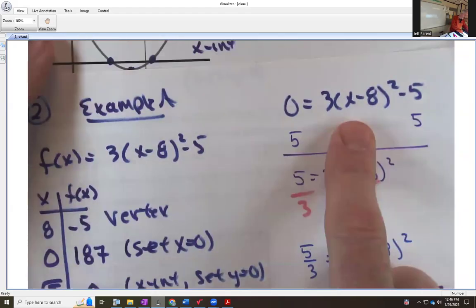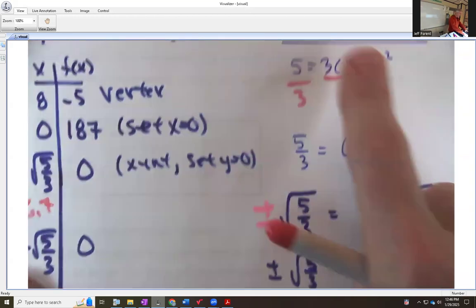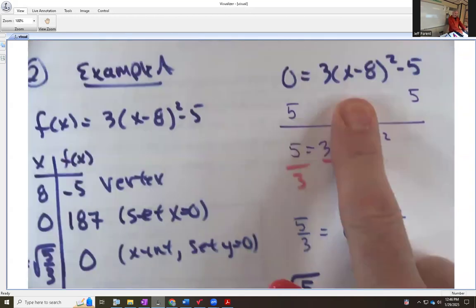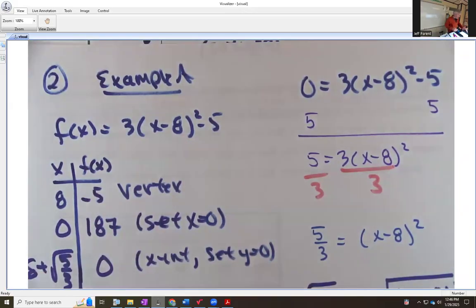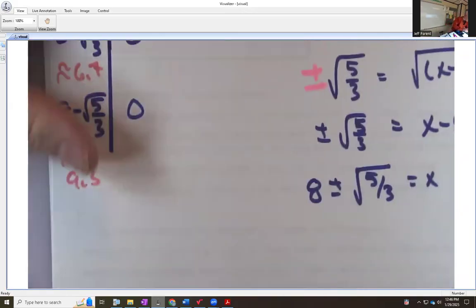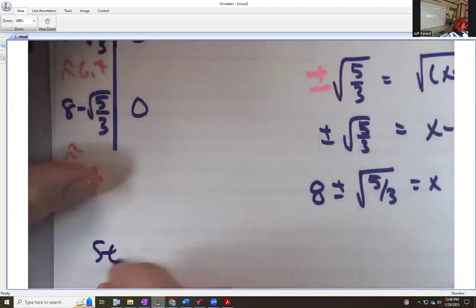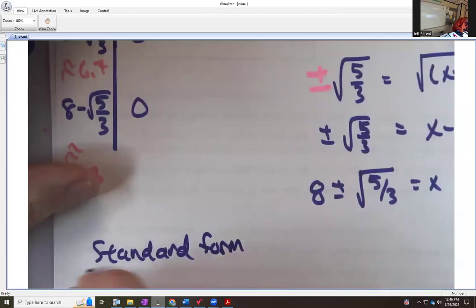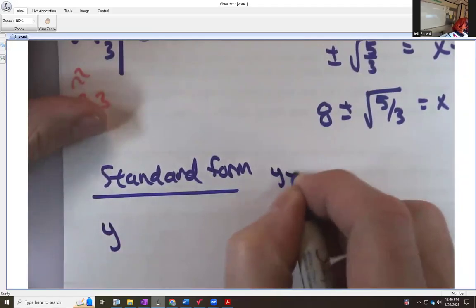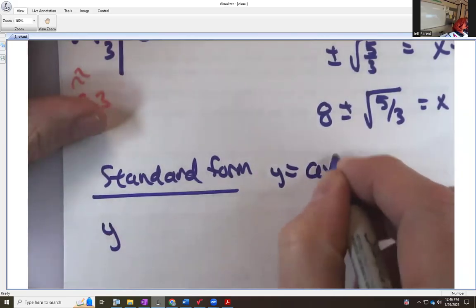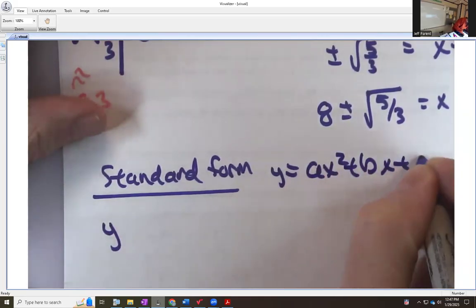Let's look back here just for a moment. There's another form that we can write this parabola in, and it's called standard form. So let's take a look at what standard form would look like. Standard form is going to be y equals ax squared plus bx plus c.